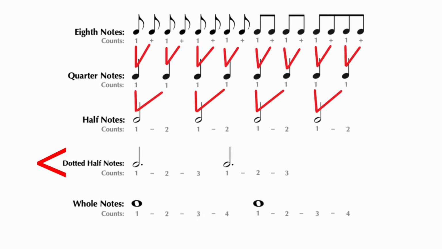Half notes receive two beats and are made up of two quarter notes. Now, the dotted half note looks like a regular half note, but it has a dot to its right. It receives 3 beats and is made up of 3 quarter notes. Finally, we have whole notes, which receive 4 beats. Whole notes are made up of 2 half notes, 4 quarter notes, or 8 eighth notes.